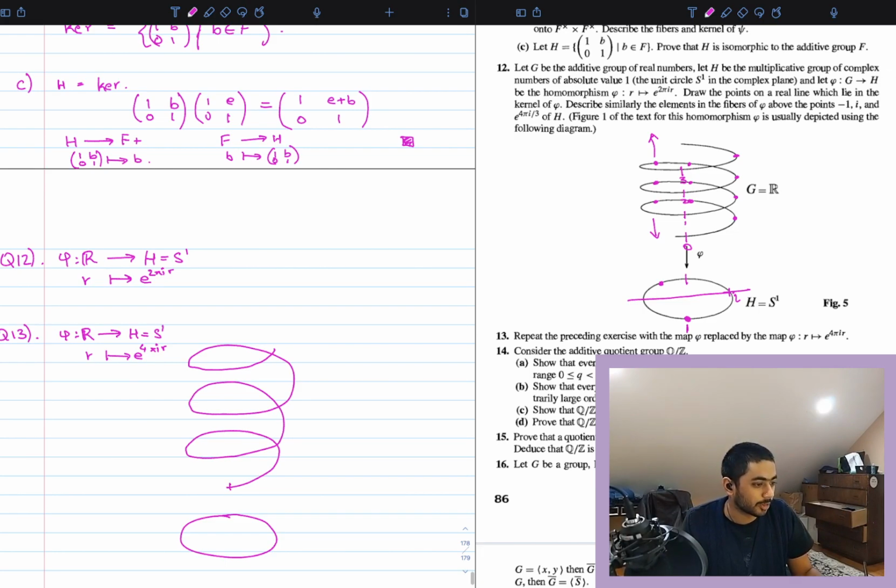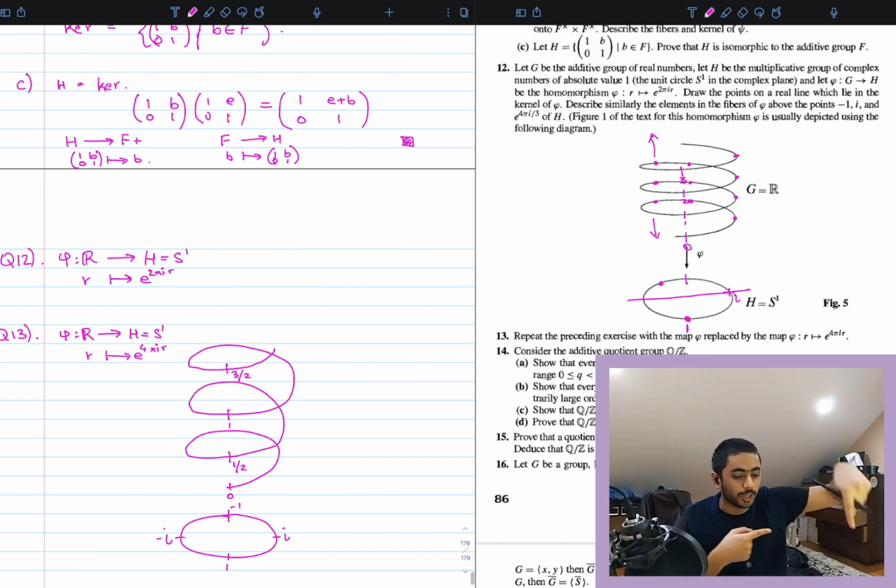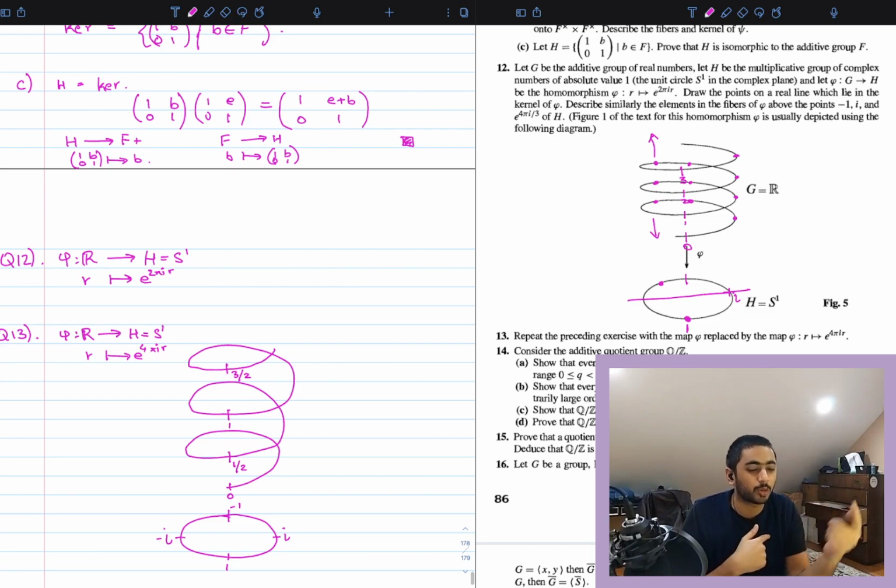So this time, if this is 0, let me just draw the points again. Here's 1, here's -1, here's i, here's -i. This time, it's not 1 that we draw here, it's 1/2. And then 1 is up here, and this is 1.5, so 3/2. So we've wound out this circle at twice the speed, in a sense. Last time we had 1 showing up here, but this time this is only half of that distance that we've curled up into a circle.